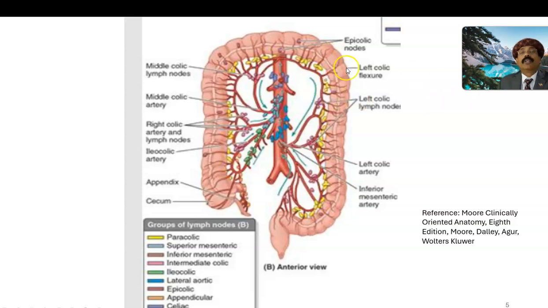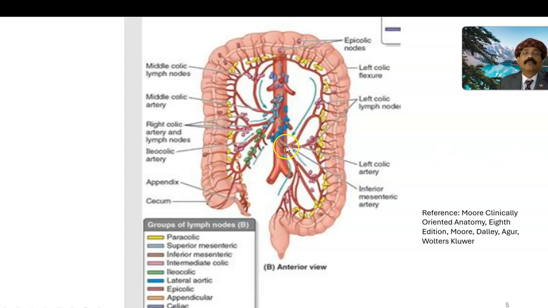Then we go to the splenic flexure and descending colon. Arterial supply is from the left colic artery, and the lymphatics will go to the inferior mesenteric lymph node. This is the inferior mesenteric artery. We have lymph nodes around it, the inferior mesenteric lymph nodes. Like the sigmoid colon, that also goes to the inferior mesenteric lymph node.